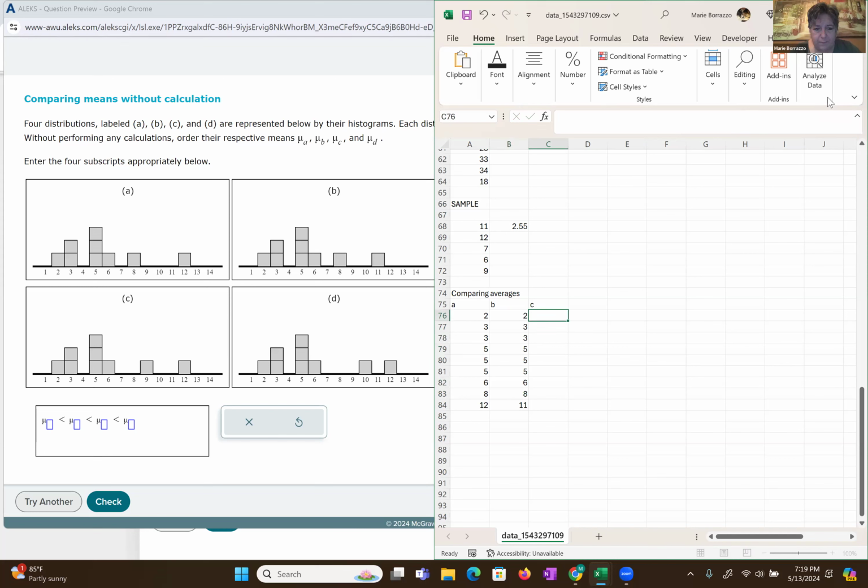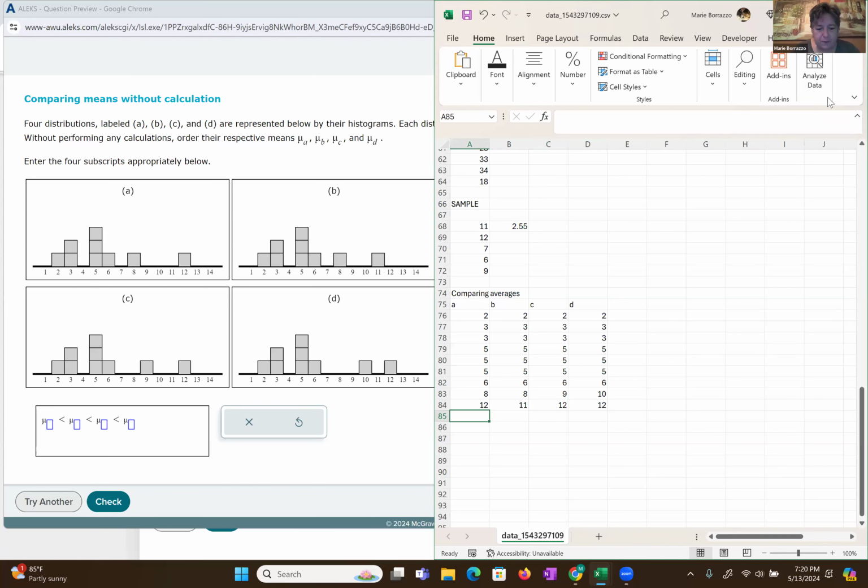Okay, I'm going to go to C. In C, I have a 2, two 3s, three 5s, a 6, a 9, and a 12. And lastly, on D, I have a 2, two 3s, three 5s, a 6, a 10, and a 12.